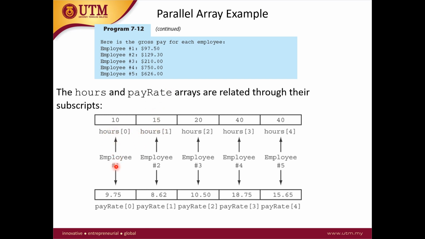This is going to be the employee 1. The index 0 is going to be employee 1. It has worked for 10 hours and the pay rate is 9.75, so they are going to be multiplied by each other in order to calculate the final amount which that employee has earned. So this is going to be the employee 1. That's why we have said index plus 1. So this is going to be employee 2, index plus 1, it's going to be 2. These are the 5 different employees and their related data, the number of hours they've worked and the pay rate of each of them.